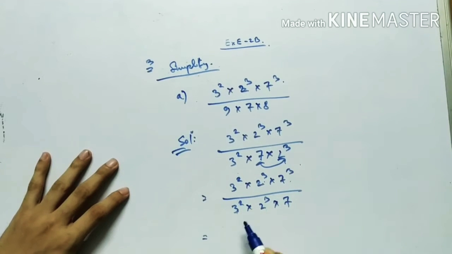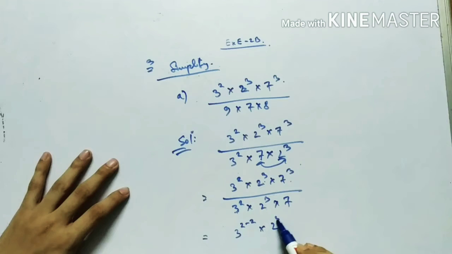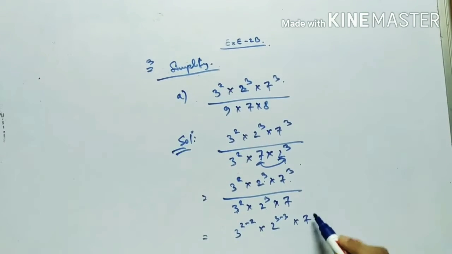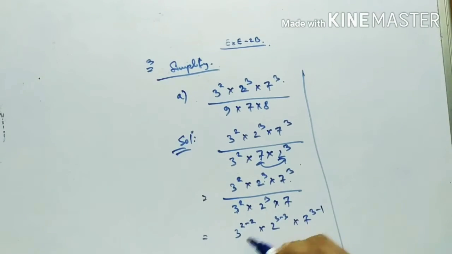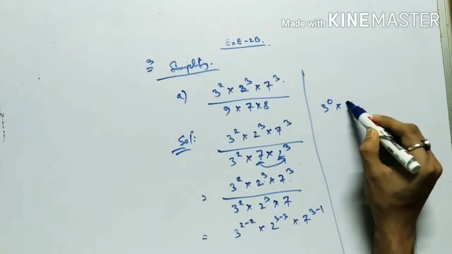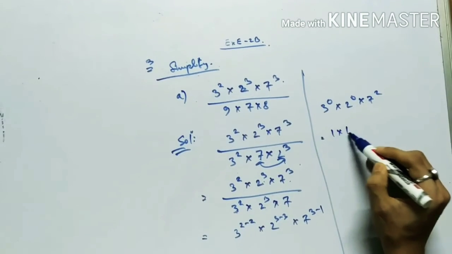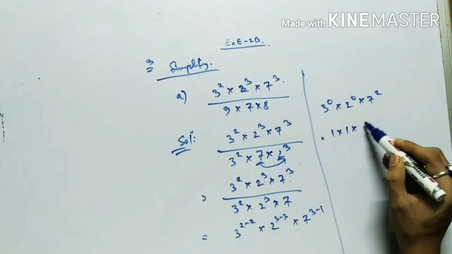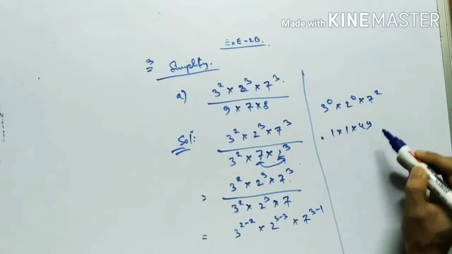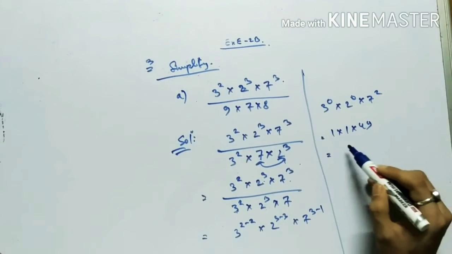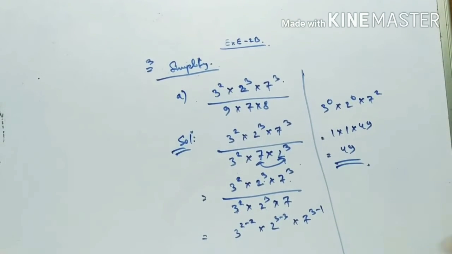Same base, division is going on. So it will become 3 to the power 2 minus 2 into 2 to the power 3 minus 3 into 7 to the power 3 minus 1. So this one is 3 to the power 0 into 2 to the power 0 into 7 to the power 2. So this is 1 into 1 into 7 square, which is 49. So our answer is 49.